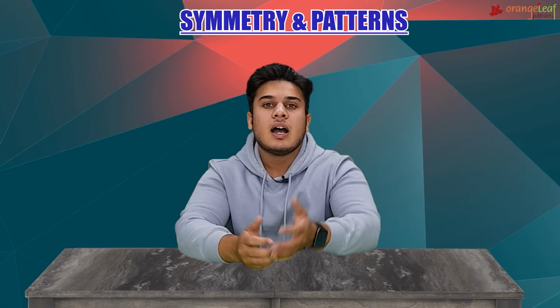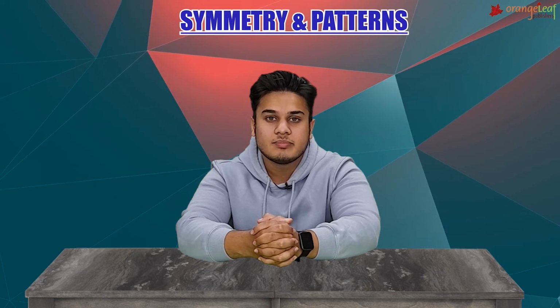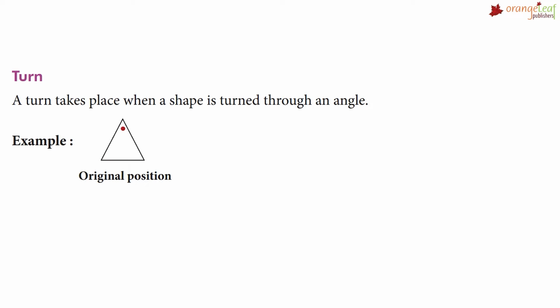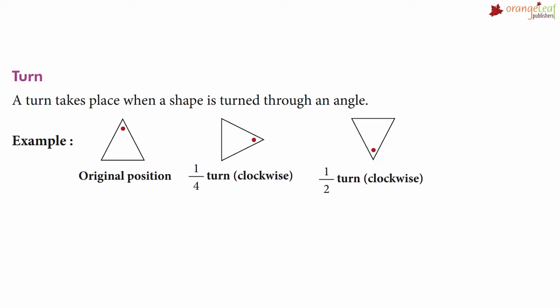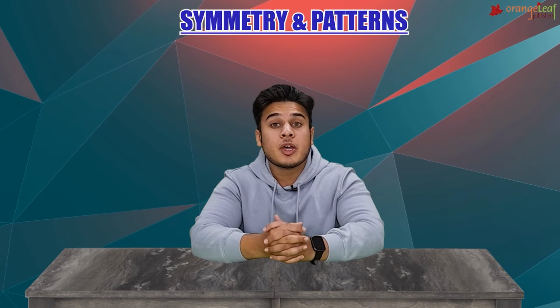Turn. A turn takes place when a shape is turned to an angle. Have a look at this example. Here we can see the triangle in its original position. Here is a triangle when we turn it a quarter clockwise. Here is a triangle when we give it a half turn clockwise. And this is the triangle when we give it another quarter turn clockwise. Now I hope you understood that.